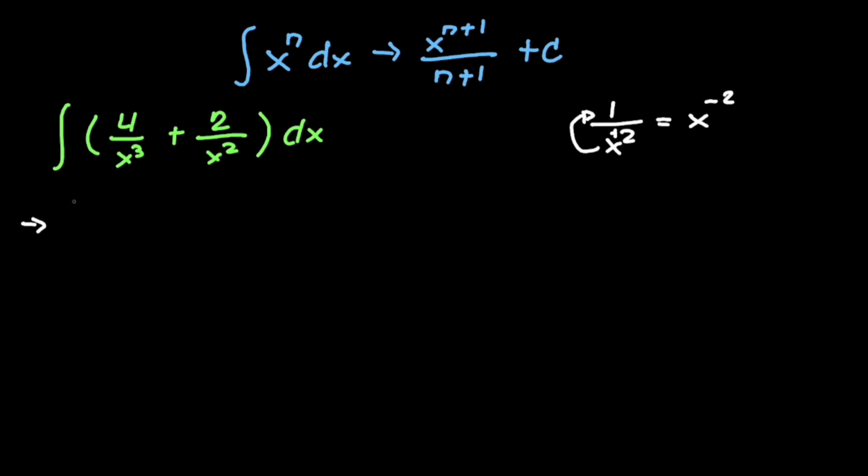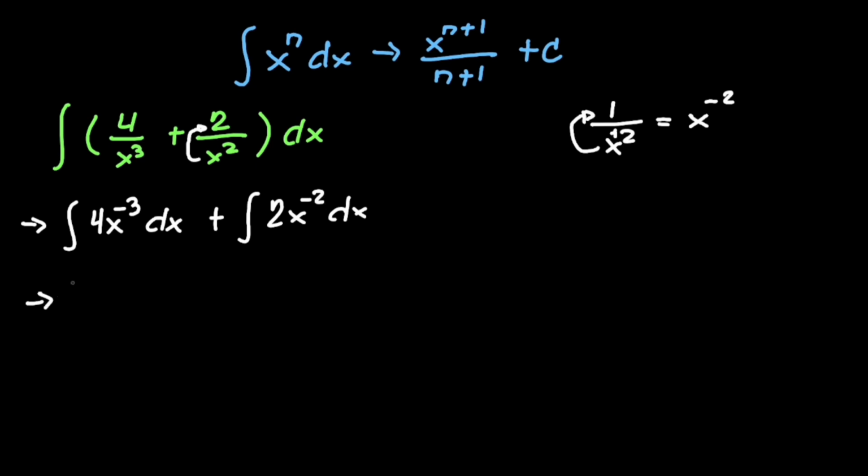So by simplifying this, you will get the integration of 4x raised to the power of negative 3, because 3 here is the exponent of x, plus the integration of 2x raised to the power of negative 2. You will just put this on the numerator for simplification purposes, but make sure the exponent here will also reverse. So it will be raised to the power of negative 2.